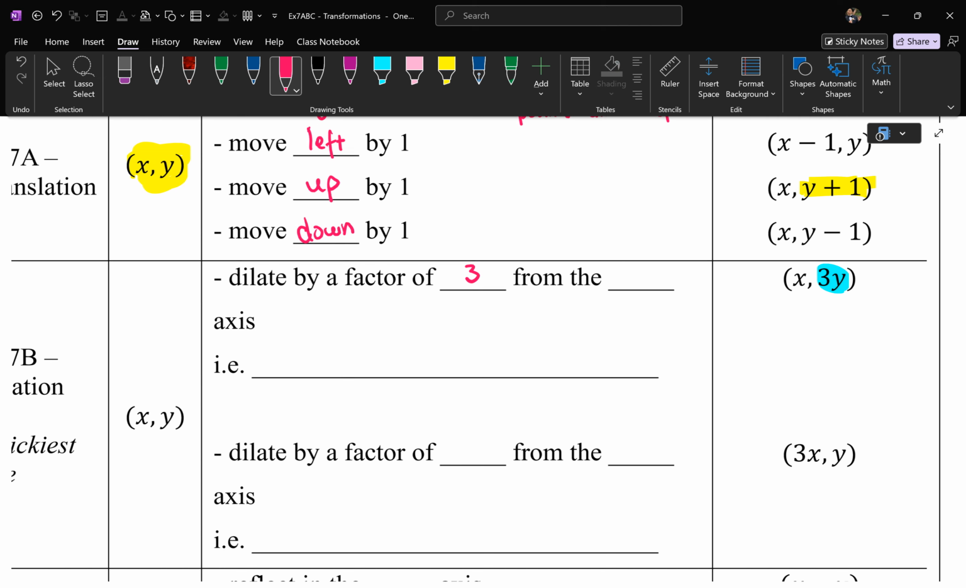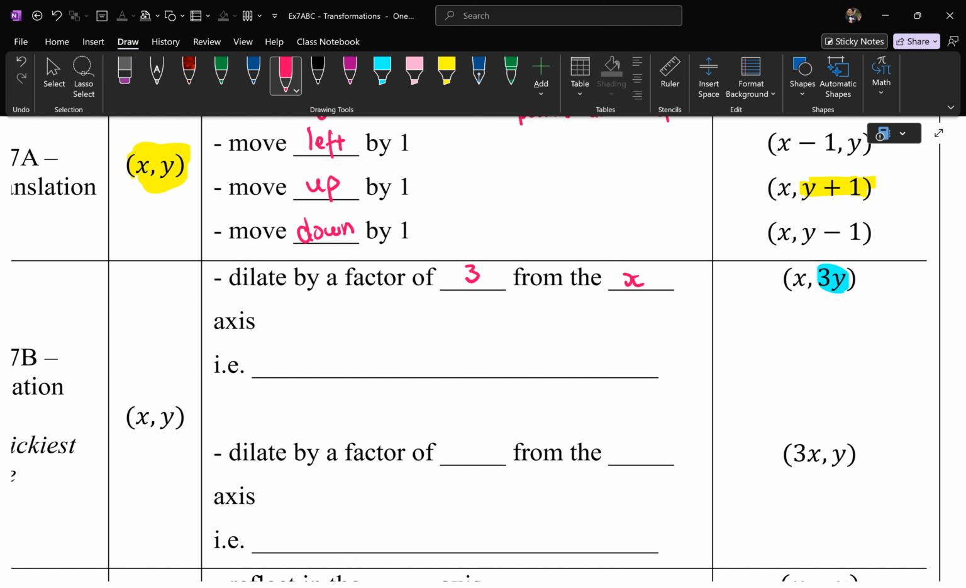So the word "from" means you're moving away from a certain point. Now if I'm moving this, which axis am I moving away from? X. So the language is "from the x-axis." And students confuse this because you're multiplying the y values, but it's from the x-axis. And that's why they get confused.